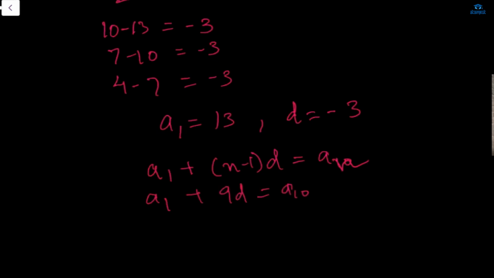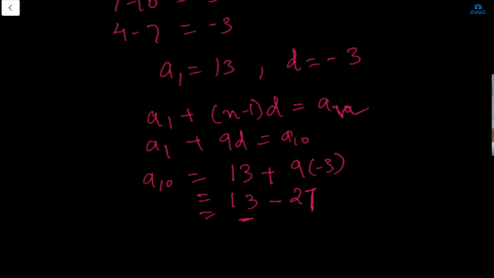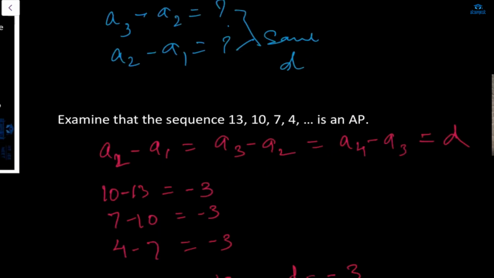So let's find A10. A1 is 13 plus 9, sorry, 9 multiplied by minus 3. So we have 13 minus 27, which is minus 14. And it is an infinite series. You can see the dots at the end, so it is an infinite series.